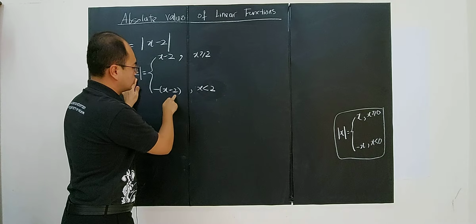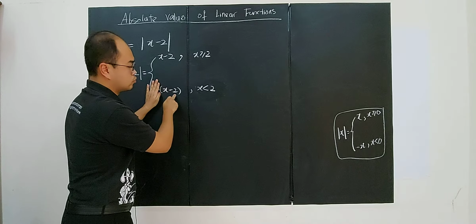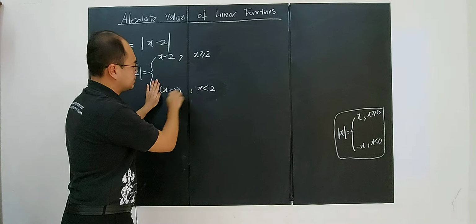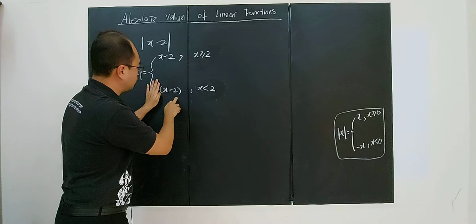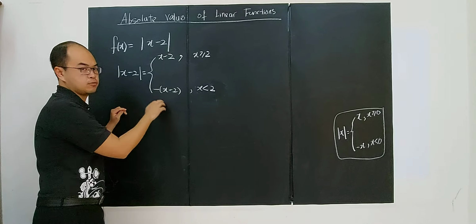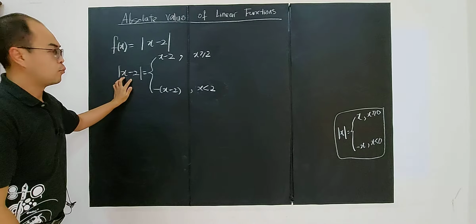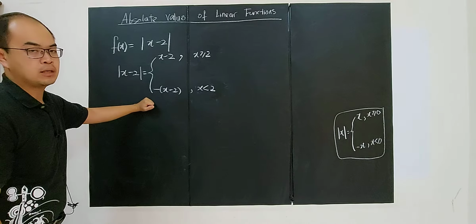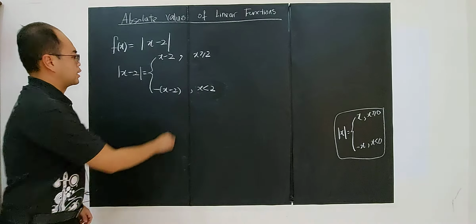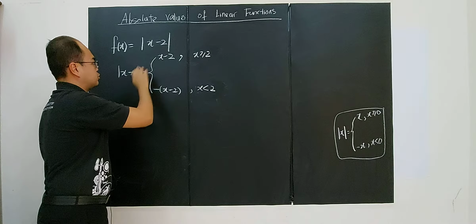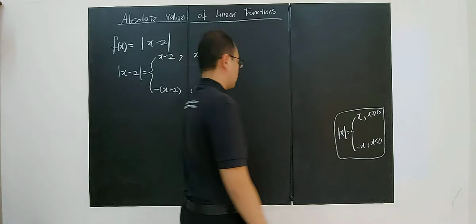So when you choose a number less than 2, for example 1 or 0, if you put 1 here, 1 minus 2 without the negative, you get negative 1. You put 0, you get negative 2, right? So you have to put a negative here to make it positive. This is the concept of modulus, where the result has to be positive.